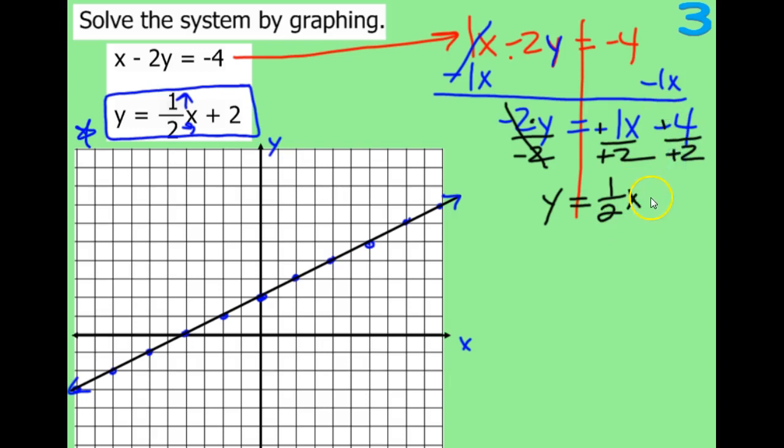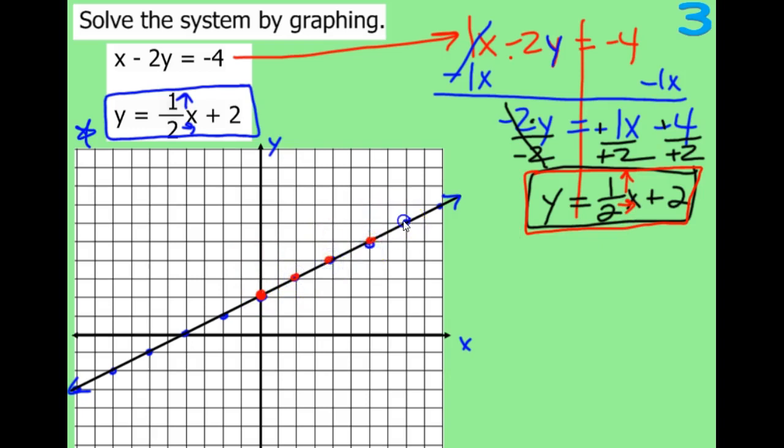Again, two negatives make a positive, so 4 divided by 2 is 2. I'm going to graph this second one in red. It says start at 2, so up 1, 2. And our slope is rise 1, run 2. Up 1 over 2, up 1 over 2.